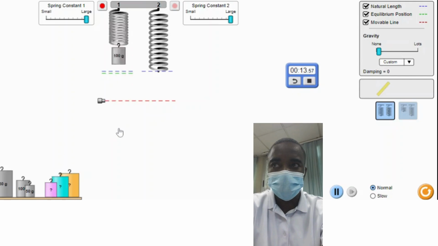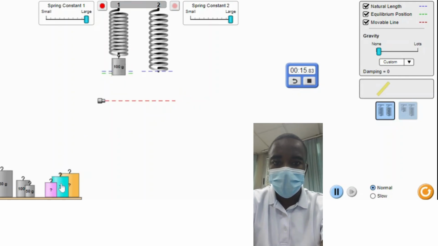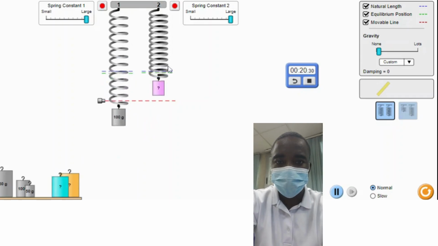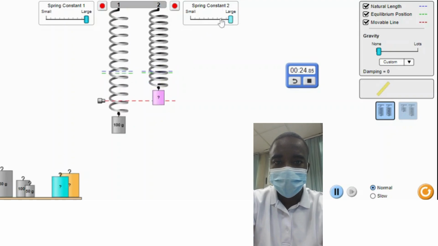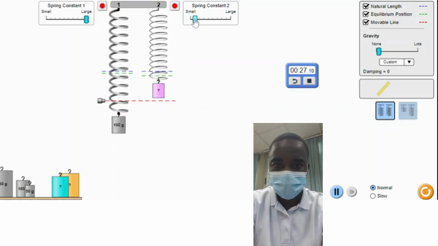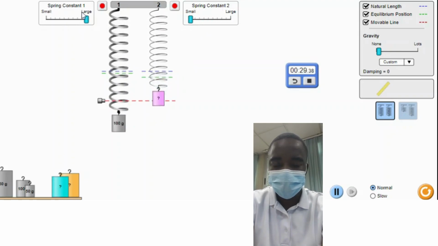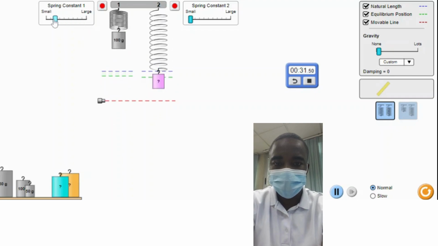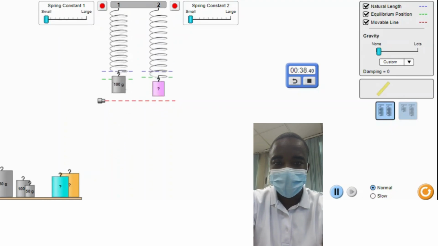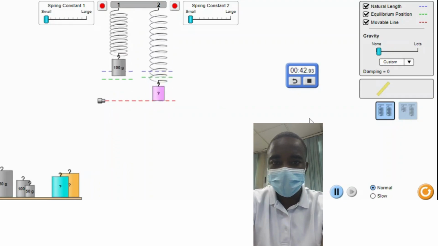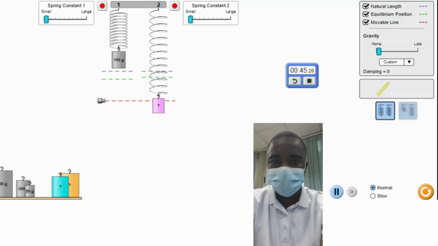The Masses and Springs simulation allows students to investigate which variables affect the period of oscillation. The period of a mass spring system is the time it takes to complete one full cycle of oscillation. By adjusting the mass, gravity, spring constant, and spring length, students can observe how these factors affect the period. Increasing the mass of the oscillating object increases the period of oscillation. Changing the gravitational acceleration affects the period, especially in vertical oscillations where gravity plays a significant role.